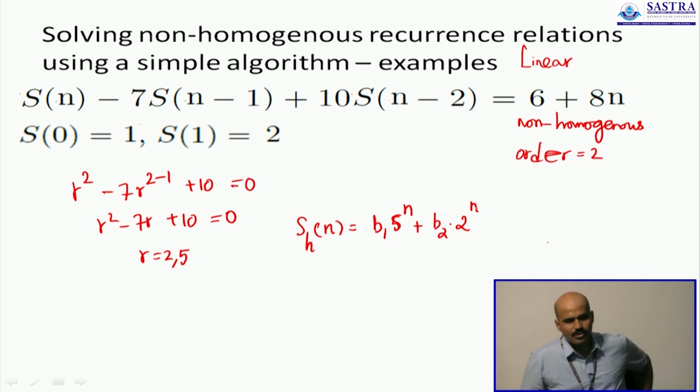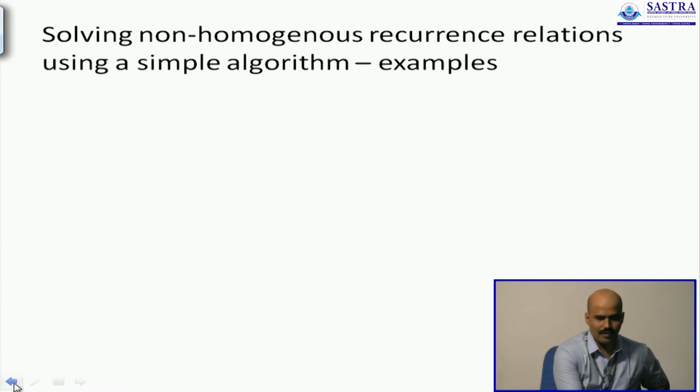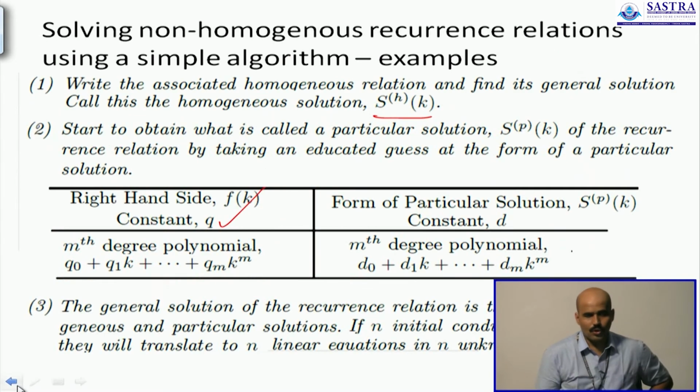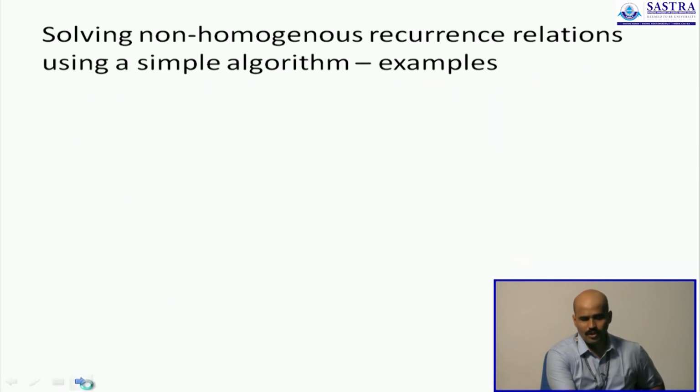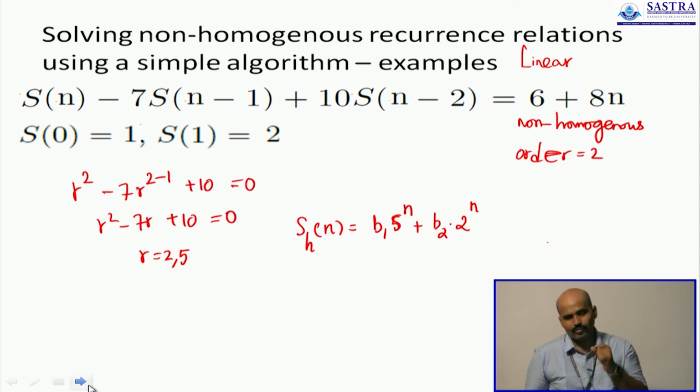We will have to find out these constants eventually. We know what S of 0 and S of 1 are, so we will solve them, but this is the homogeneous part of the answer. What's remaining is the particular part of the answer, and for that now we'll go back to the table. The table said whatever is the nature of the function f of n, we will repeat the same. So if you have a polynomial of degree m, it's again a polynomial of degree m in the answer. The polynomial over here is a linear polynomial, which means the answer is also going to take care of a linear polynomial.